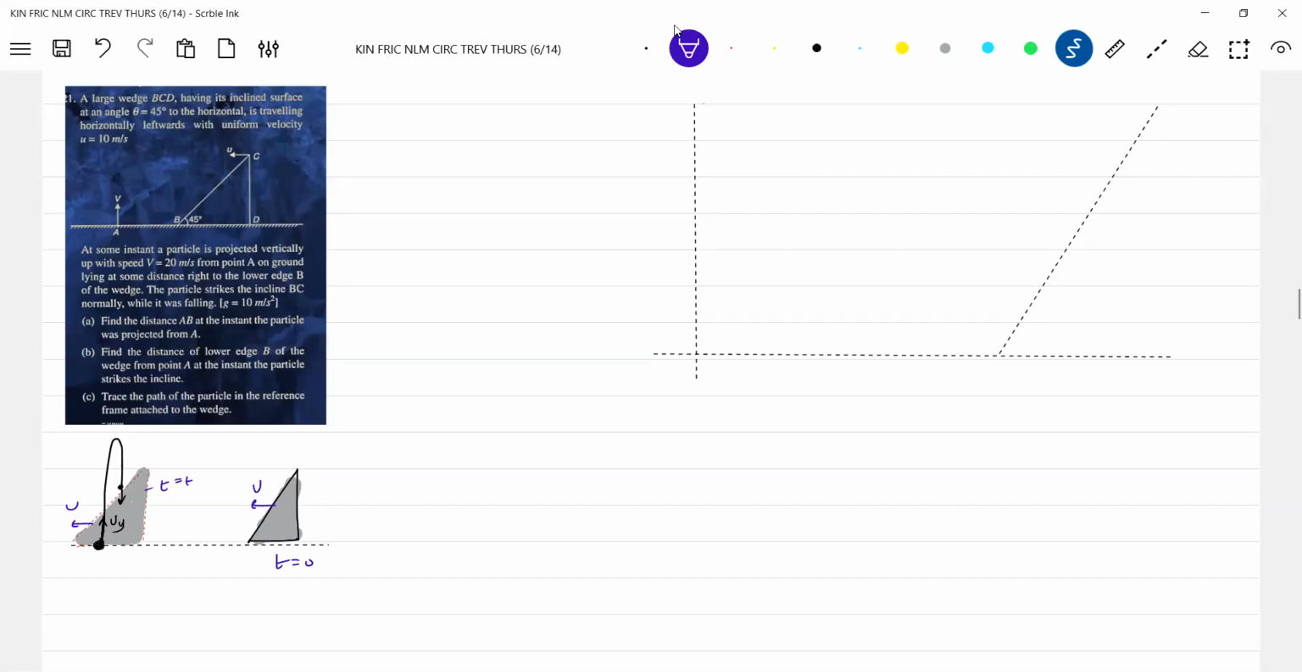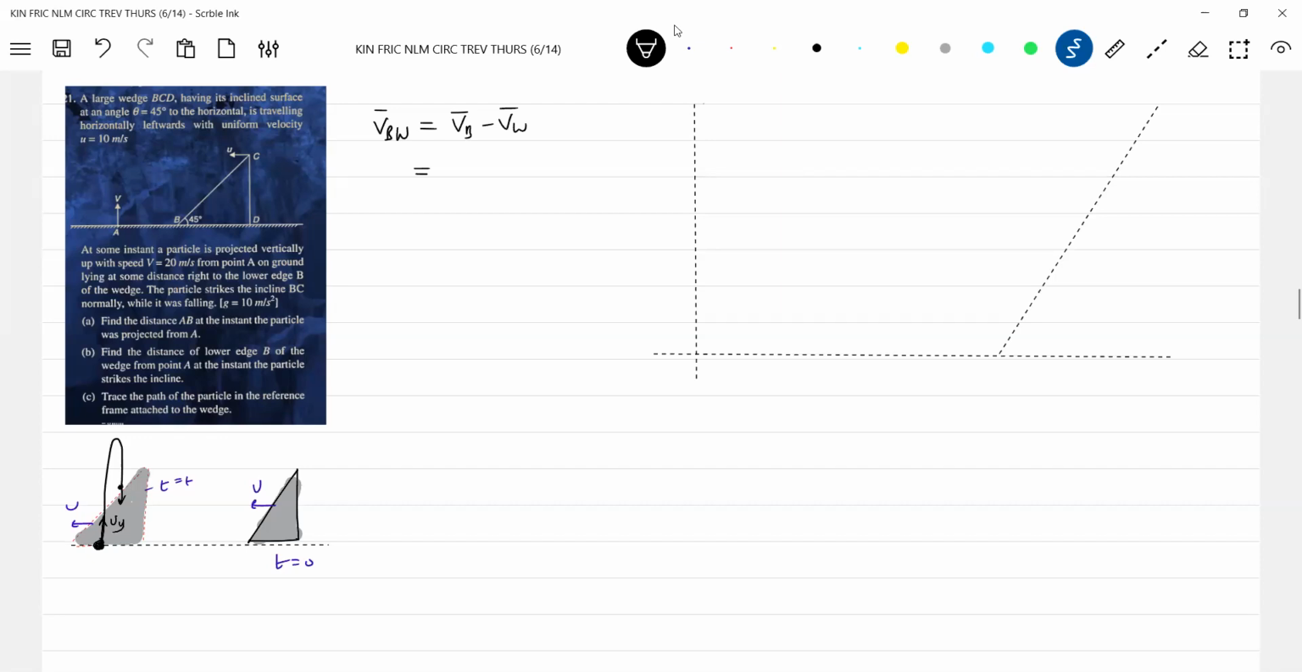In the ground frame, how will the ball appear? The ball will appear just ascending, then descending. While descending, it will strike a certain point on the wedge. In the wedge frame, how will it appear? For that, let's get the velocity of the ball with respect to the wedge. Velocity of ball with respect to wedge equals velocity of ball minus velocity of wedge. That is what is needed for us.